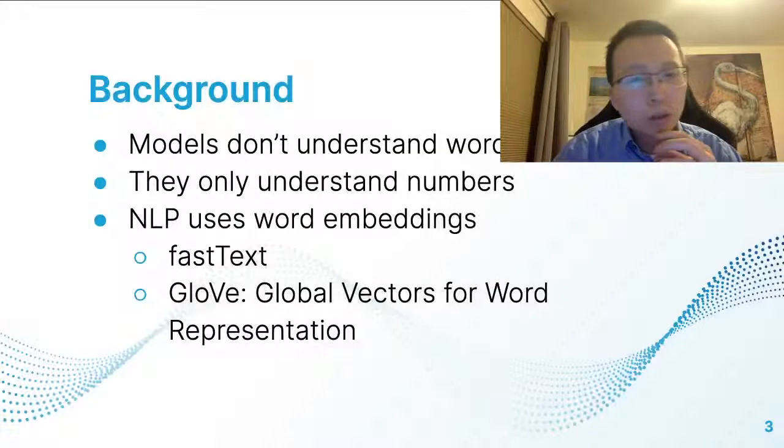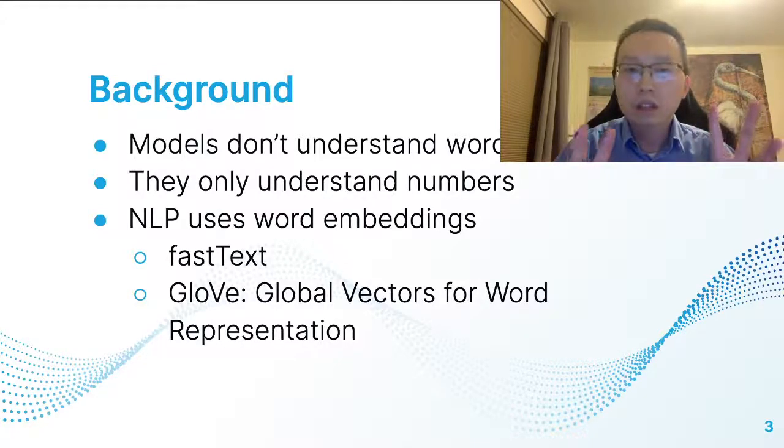All right. So some quick background info. Machine learning models don't understand words. They only understand numbers. So words need to be converted to numbers. And there are many ways to convert words to numbers. One way is to use pre-trained word embeddings like fastText or GloVe.